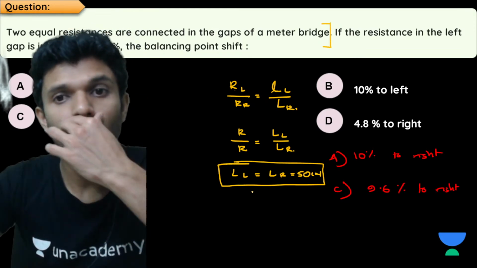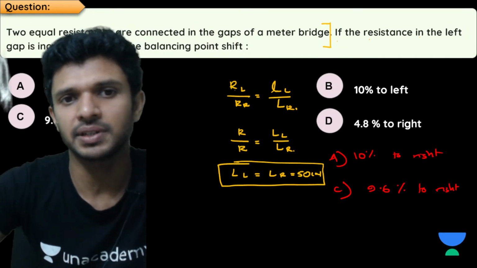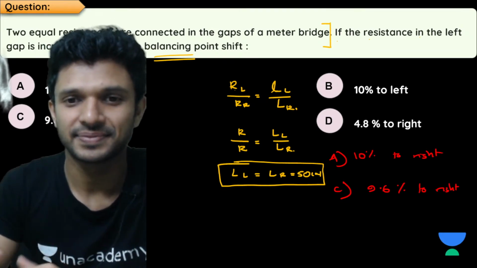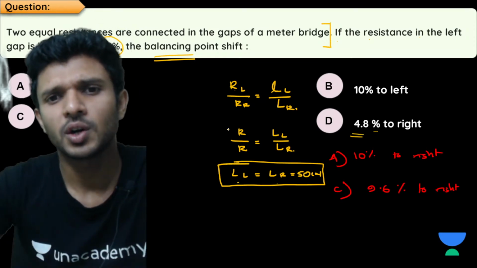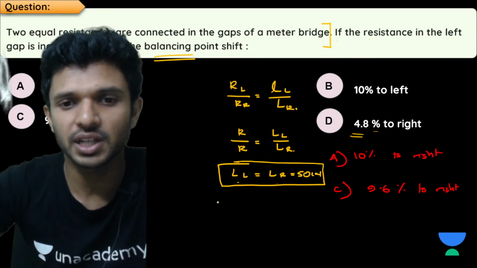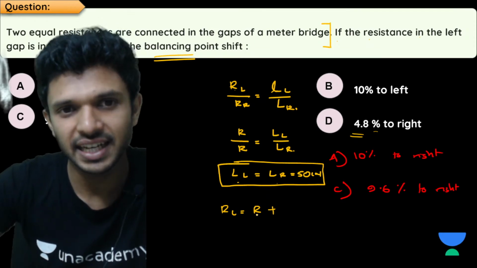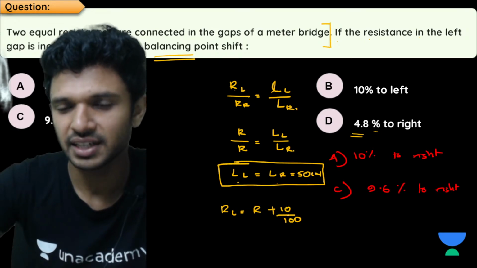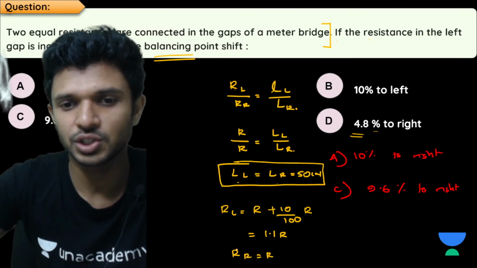Okay. Now what is happening? If the resistance in the left gap is increased by 10%, what will happen to the balancing point? Okay, so that is the question. What will be happening to this balancing point, which means to where it will be shifted? Let us go with the basic formula. What will happen to the resistance on the left? There will be an increase of 10%. Initially it was R, so 10% will be increased. So now the new resistance will be R plus 10 by 100 of R. How much is that? 1.1 R is the resistance on the left. Resistance on the right, no change at all, the same.